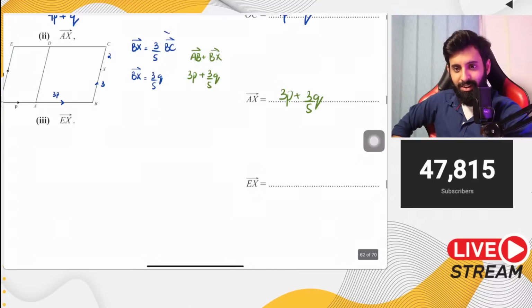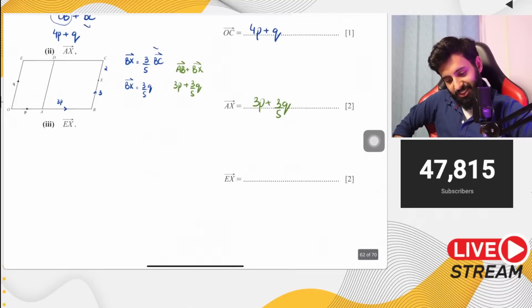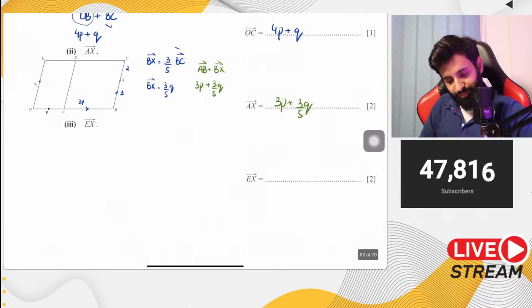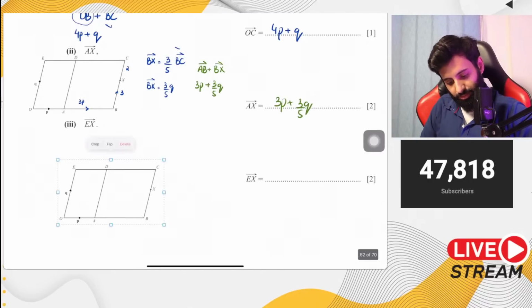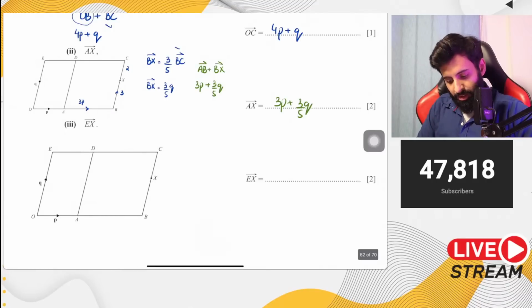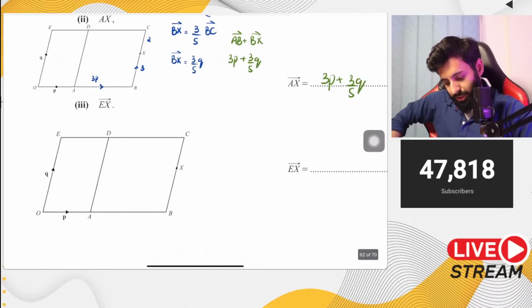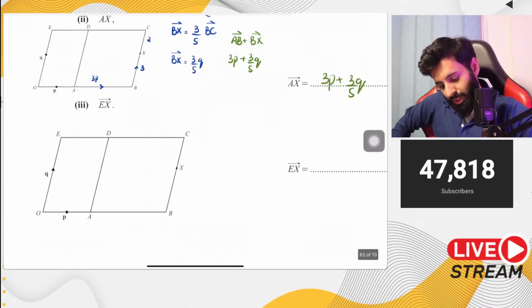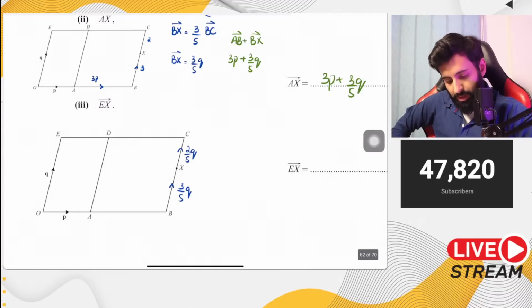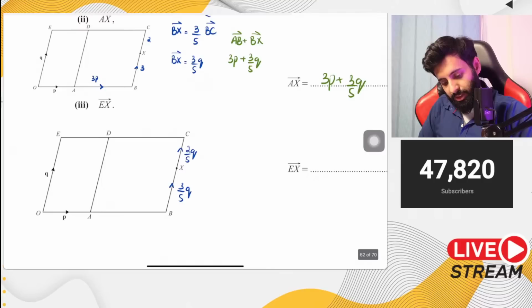All right. Now, EX. Let's find out EX. So notice one thing, that we worked out BX to be 3/5 of Q. So how much will XC be? XC will be 2/5 of Q. And now if you want to find EX, here's what you're going to do. You're going to go from E to C and then from C to X.